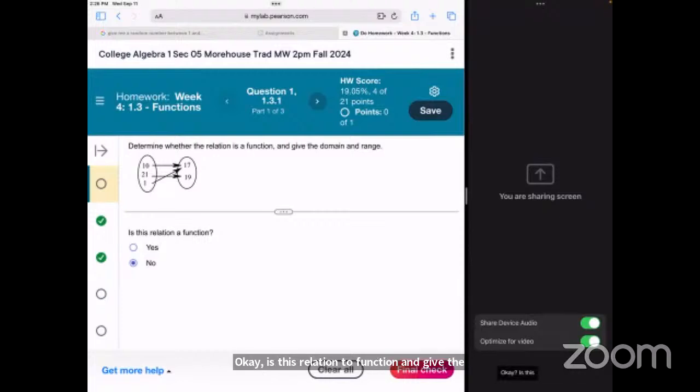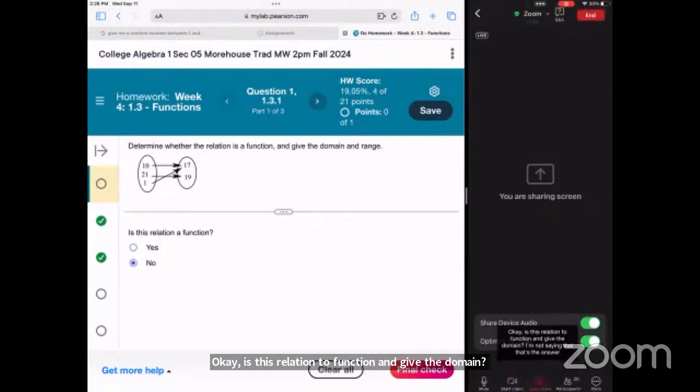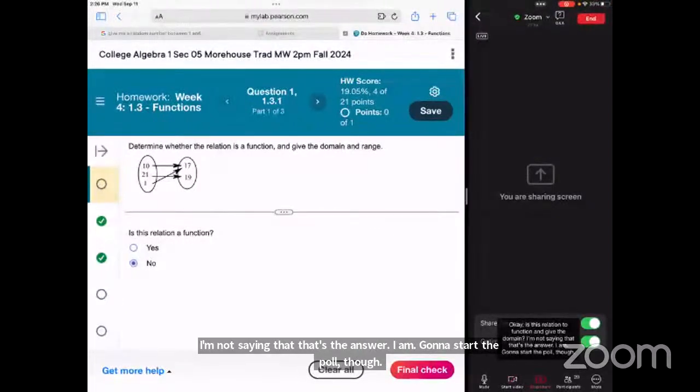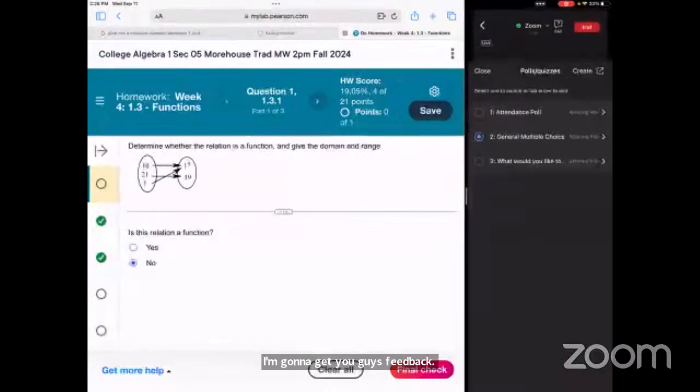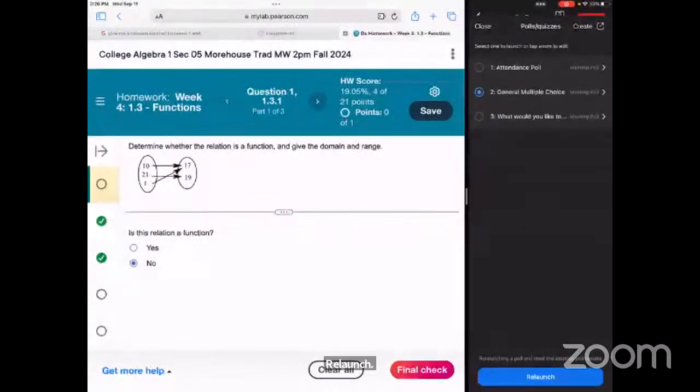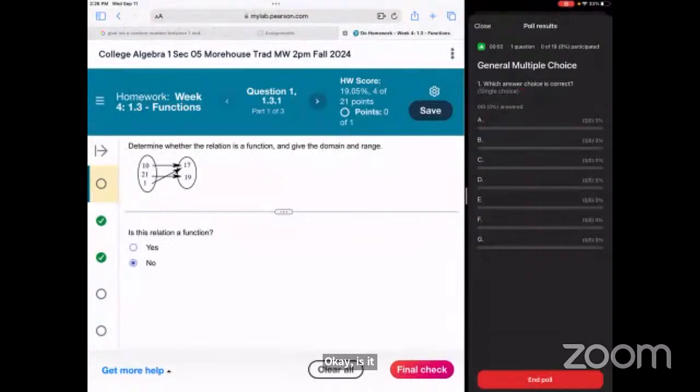I am going to start the poll though, because I want to get you guys' feedback. Relaunch. Okay, is it A, yes, or is it B, no? Let's just take a few seconds. Is this a function? Yes or no?